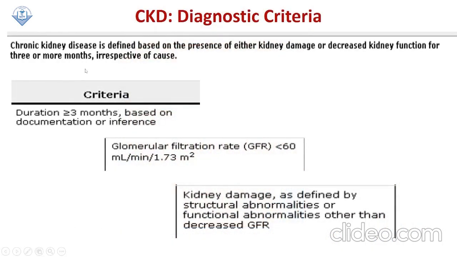Diagnostic criteria. Chronic kidney disease is defined based on the presence of either kidney damage or decreased kidney function for 3 or more months, irrespective of cause. So, the first criterion is duration of more than 3 months, which must be based on documentation, not the words of patients; it must be objective information.